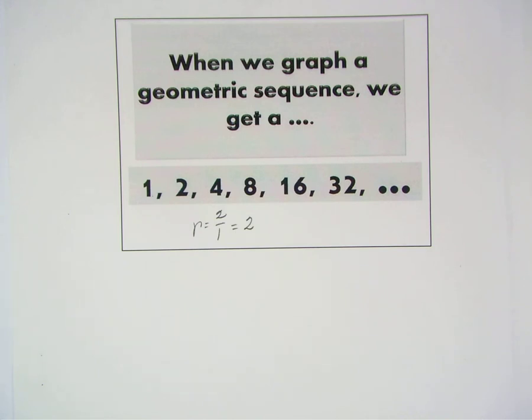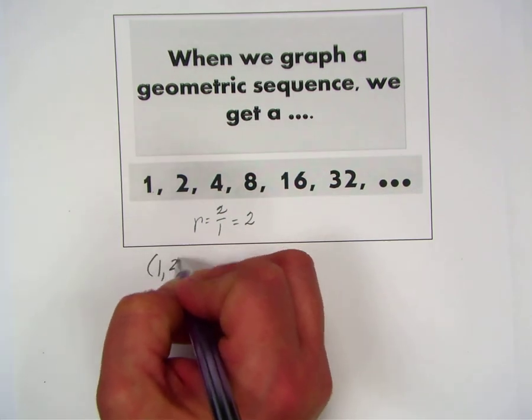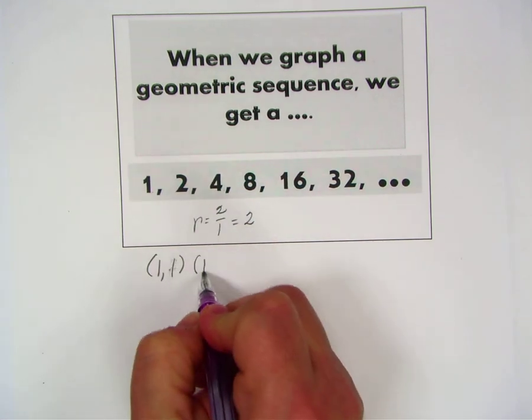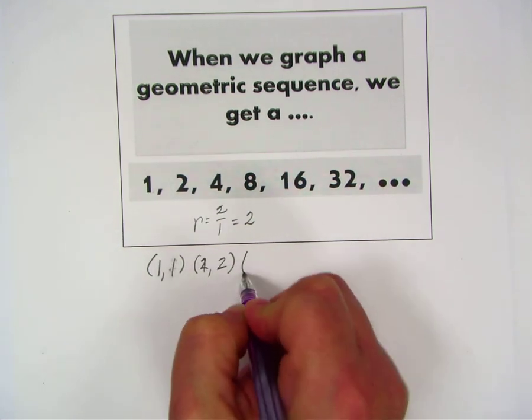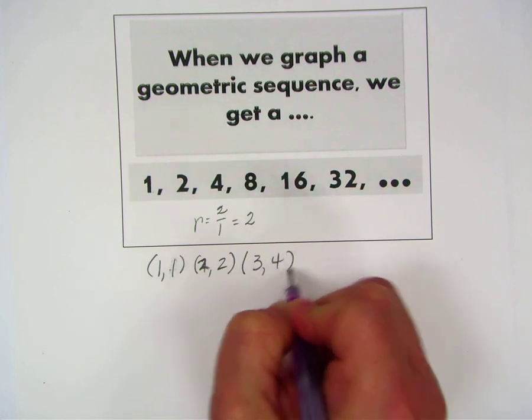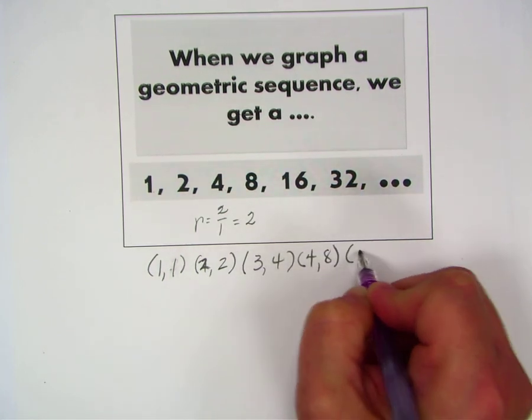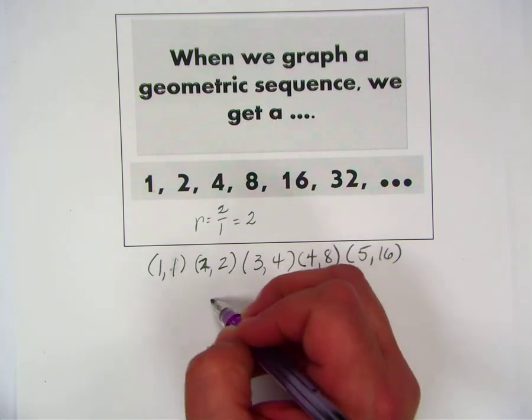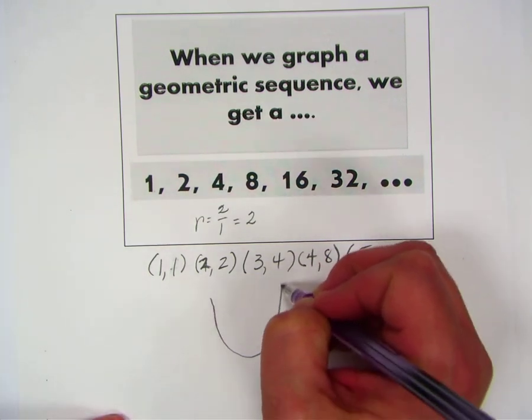What do you think? Okay, so this ordered pair is going to look like 1, 1, and then 2, 2, and then 3, 4. And then the fourth term is 8, and the fifth term is 16. So you think as things double, and they double every time, that it's still going to be linear, or it's going to be parabolic? Parabolic means that it goes down and comes back up.